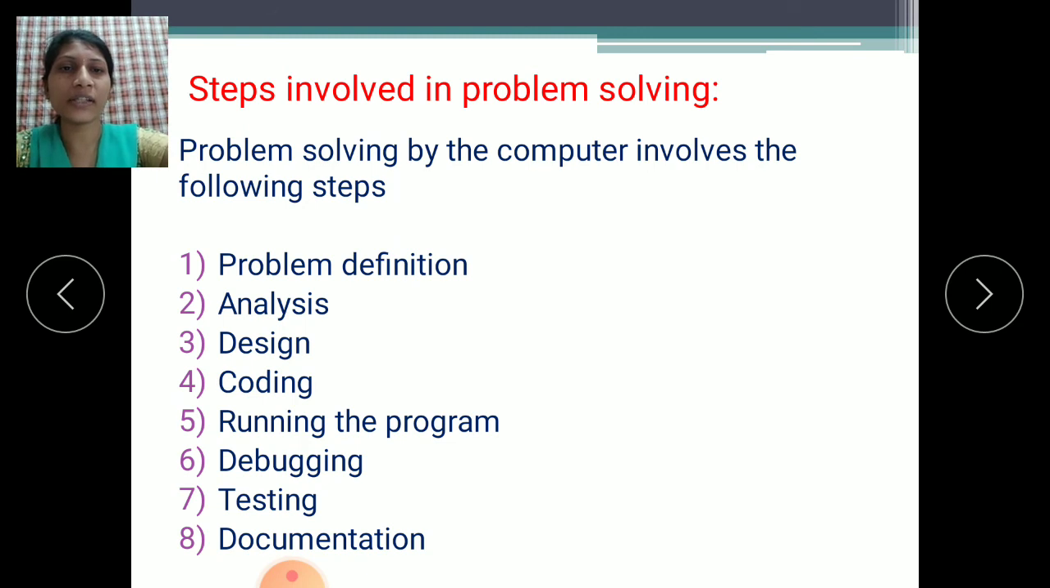Then eighth one is documentation. Documentation means what? A brief explanatory note on the program is called a comment. We should write the comment for the program. There are two types of documentation: internal documentation and external documentation. We will learn in detail in the next video.